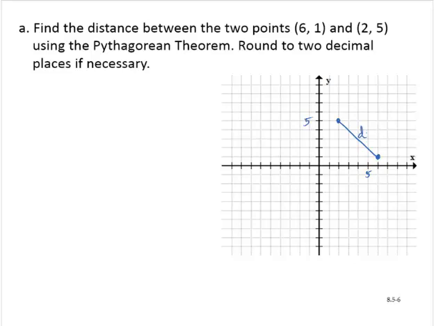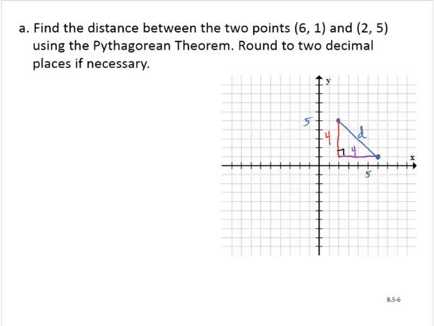Now, one way to do this is to draw a right triangle that connects those 2 points. And so to do that, what we do is we draw a vertical line segment and a horizontal line segment. Notice that that vertical line segment has length 4, and the horizontal line segment also has length 4. And so what I've done here is I've drawn a right triangle with legs 4 and hypotenuse D.